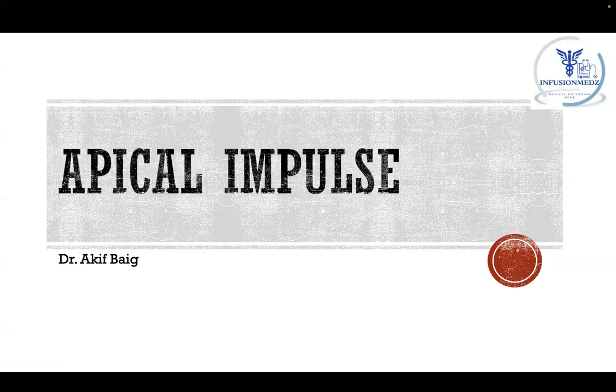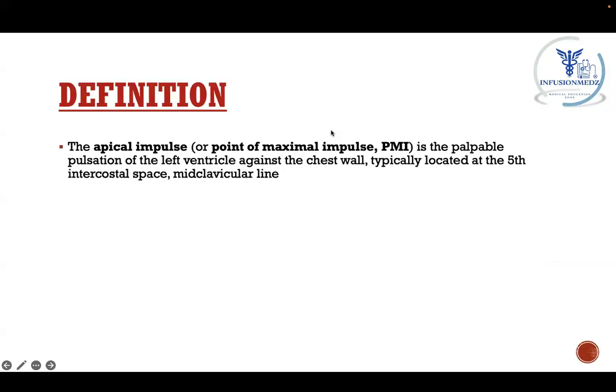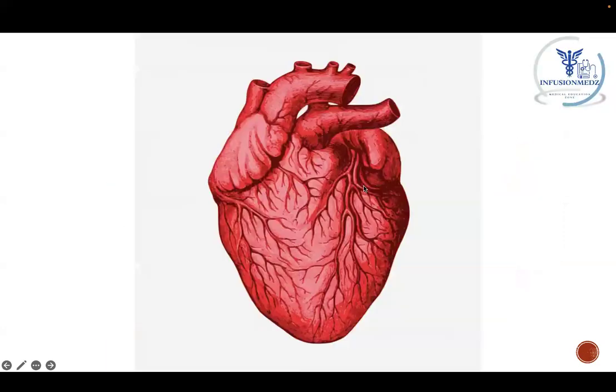Hello everyone. Today we'll be talking about apical impulses. The apical impulse is defined as the palpable pulsation of the left ventricle against the chest wall, which is usually located at the fifth intercostal space. What does it mean? It is the point of maximal impulse in the chest wall where we feel the left ventricle apex.